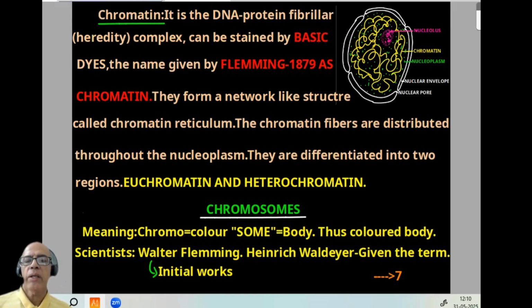And they are differentiated into 2 regions, euchromatin and heterochromatin. That part you will be studying in genetics in second year: euchromatin and heterochromatin, genetically active and genetically inactive, which will take more stain and less stain, etc.